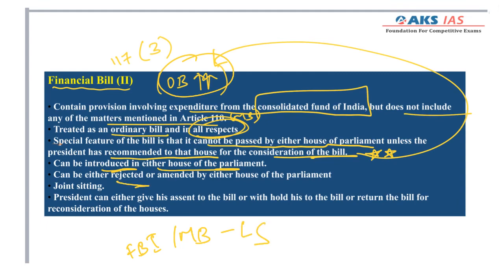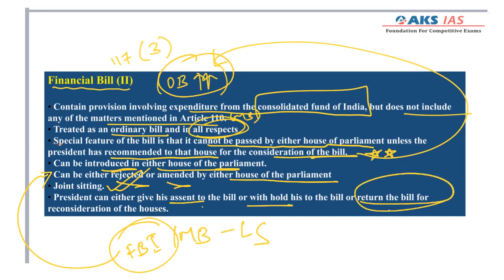So this can be rejected or amended by either house of the Parliament. This is more like the ordinary bill, right? And there is a provision of joint sitting, and the President can either give his assent or withhold it, or even return the bill for the reconsideration of the houses. So these were the important bills. If we see our budget, these three types of bills will usually be mentioned. So I hope you're clear with the definitions of Money Bill, Financial Bill 1 as well as Financial Bill 2.